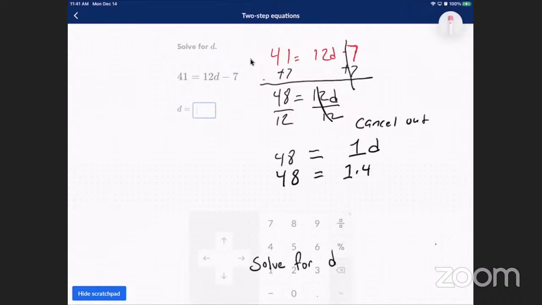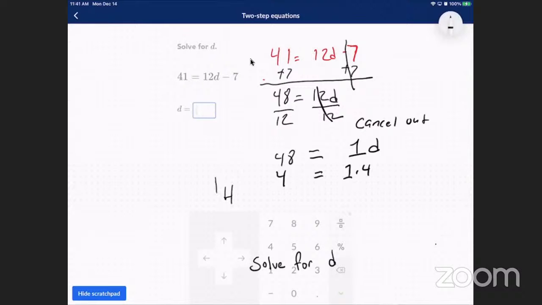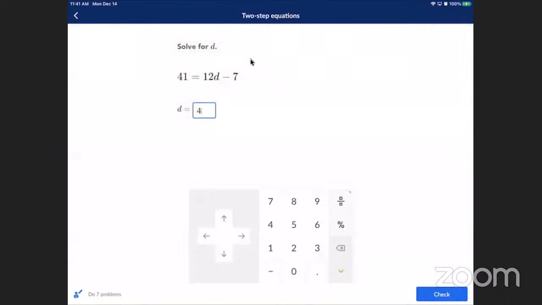Wait, no, I did this right. 12, 40, 48, leaves 4. Right, and then that would be 4. And then if we go back to this D, it says this will be 48 minus 7 equals 41, right? So it would be 4.